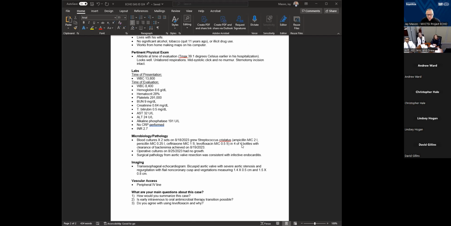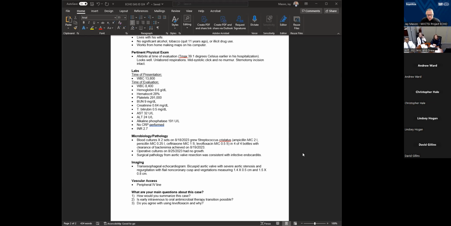CRP hadn't been checked. Moving on to microbiology and pathology. So blood cultures, 2 sets on August 18th grew Streptococcus cristatus. He did have a mildly elevated MIC to ampicillin and penicillin, resulting in intermediate susceptibility. Ceftriaxone was susceptible and levofloxacin susceptible. And 4 of 4 bottles, and he cleared his bacteremia the following day.